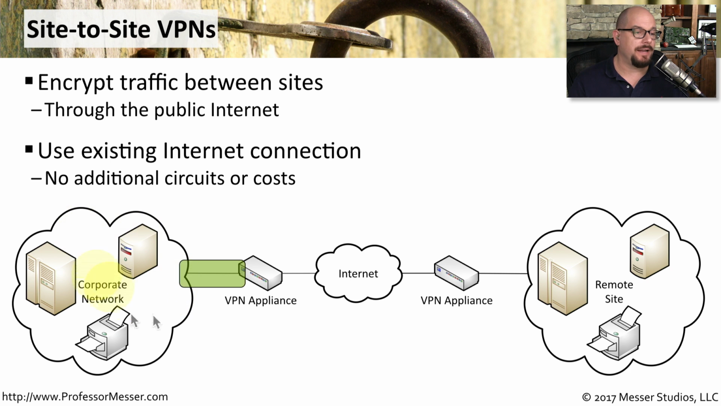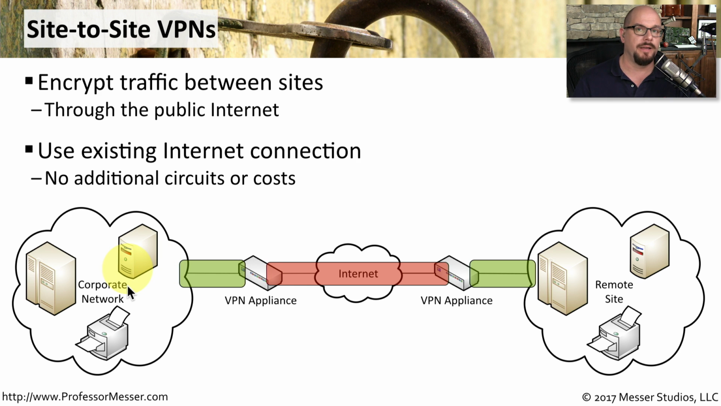Traffic on the inside of your corporate network and traffic on the inside of your remote site would still be in the clear, or non-encrypted traffic. Between the VPN appliances, though, is the VPN tunnel, and any traffic that is traversing that link will all be encrypted. The encryption takes place on one side of the tunnel, it's decrypted on the other side of the tunnel, and passes through to the other side's network in the clear. To go to the other side, the process is reversed.